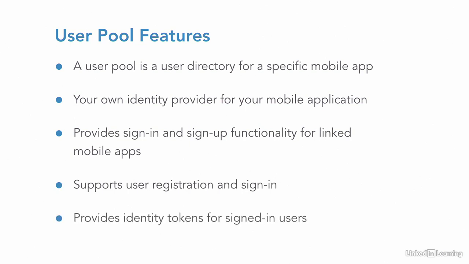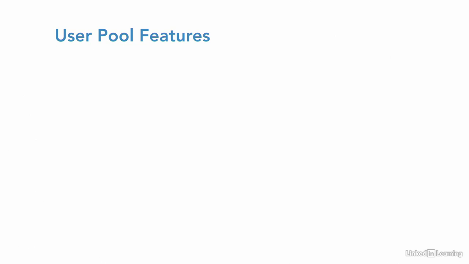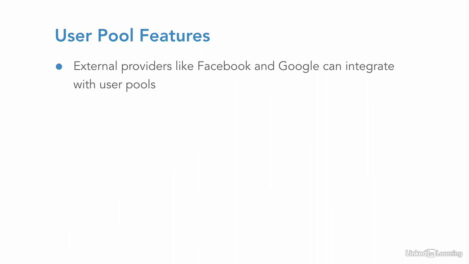It also, once you've authenticated, will provide the identity tokens for the signed-in users to carry out their business with the application or potentially even access other Amazon services. As noted, Cognito works with external providers, such as Facebook and Google. These services can integrate with user pools.